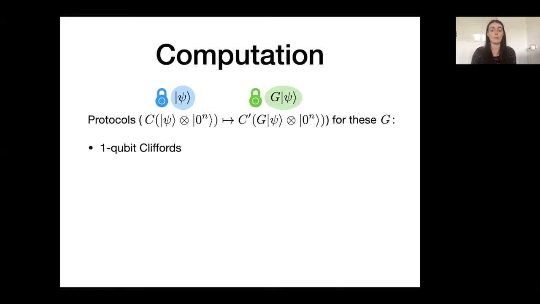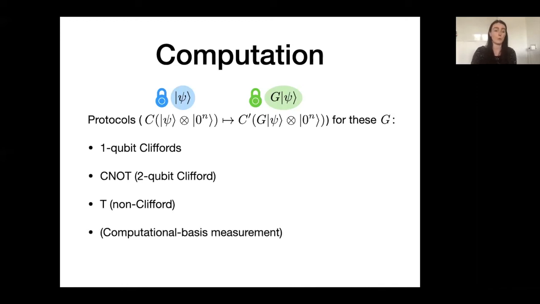We define protocols for single-qubit Cliffords, which will be easy, for the C0 gate, which is a 2-qubit Clifford, and for the T gate, which is a non-Clifford gate. Together, these three types of gates can be used to construct circuits for general quantum unitaries. We also give a protocol for computational basis measurements so that we can build general CPTP maps. I'll not discuss that last one in this talk, but it's based on some very similar ideas to the public authentication test, where one player measures and the rest can verify the measurement.